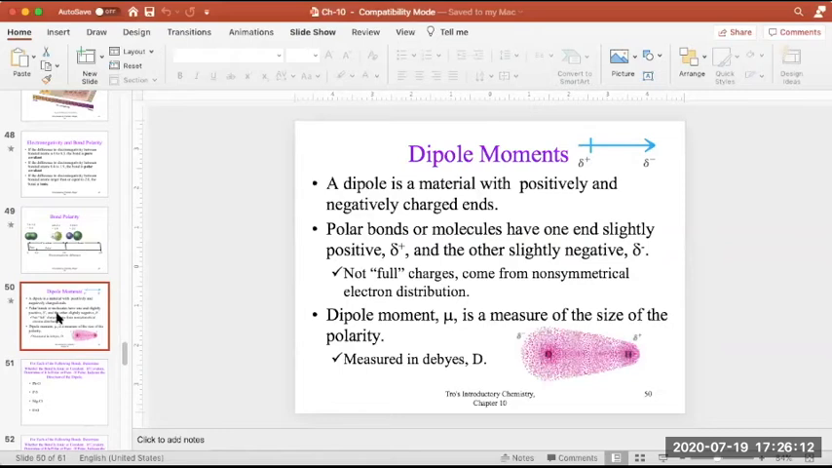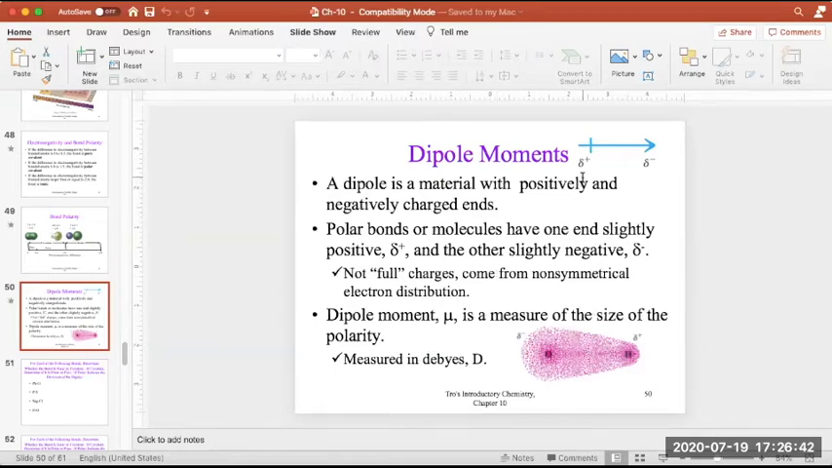Then you have one more topic called dipole moment. So dipole moment is nothing, it just measures the size of the polarity. How big is the polarity? You're just writing positive and negative across the bond, but you have to tell how much the bond polarity is. Some have less polarity, some have high polarity. So you just have to know the definition: it measures the size of the polarity.